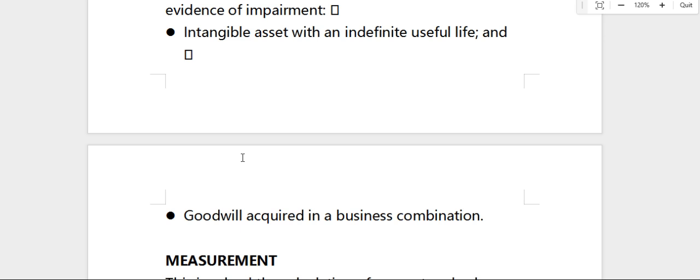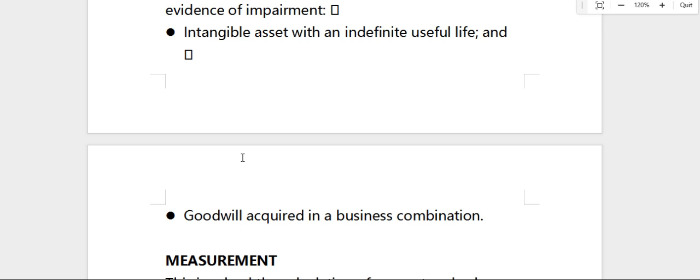Number two, all the intangible assets that have an indefinite useful life. All of them that have an indefinite useful life, you must test them for impairment annually, whether there is an indication that they are impaired or not. So that is that for that.